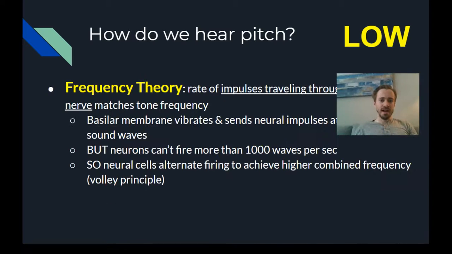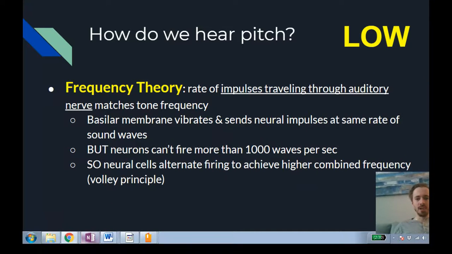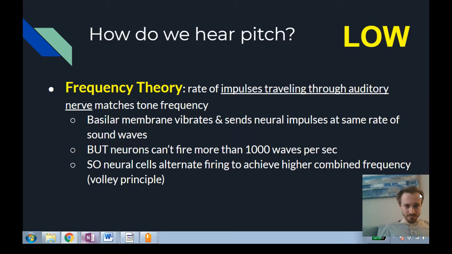So this is our high frequency. For low frequency, you've got the frequency theory. The way this works is that the basilar membrane, inside the cochlea, is going to vibrate and send neural impulses at the same rate as the sound. So it's more like alternating firing to achieve a higher combined frequency. This is like a matching, right? So the frequency theory says it's the whole thing at once. You're not just looking at this and that. It's that the basilar membrane's vibrations are matching the rate of the entire sound wave.